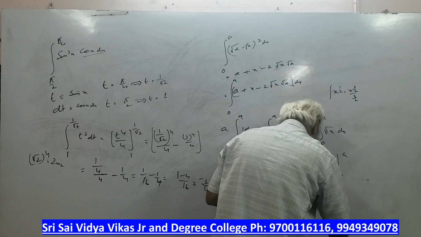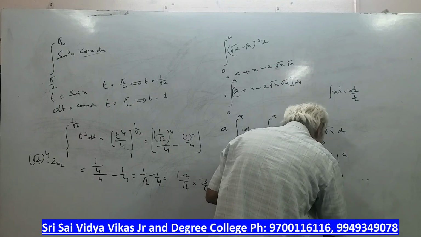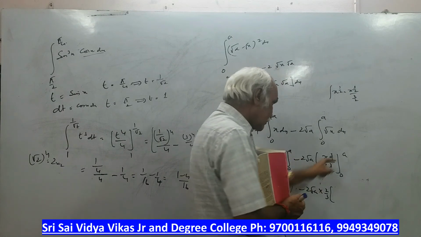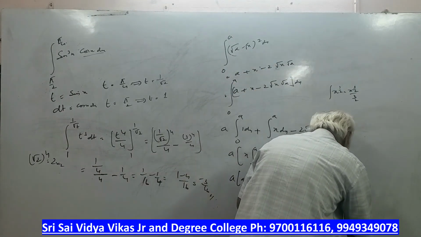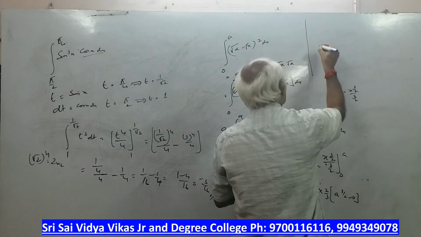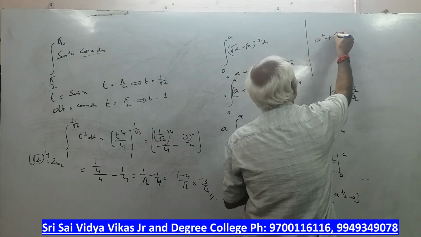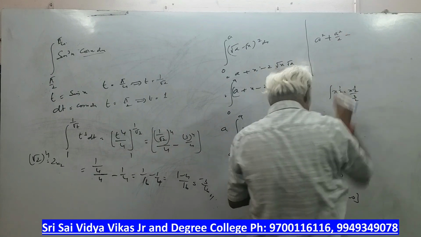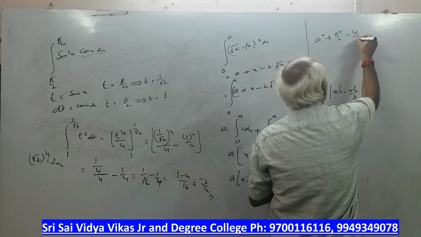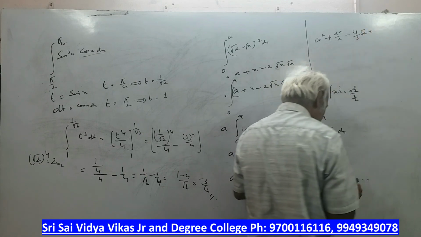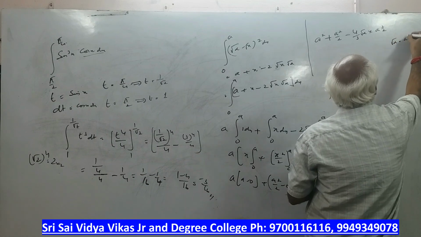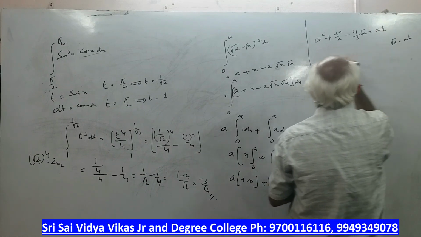root a. 3 by 2 will become 2 by 3. I am writing outside. Upper limit is what, sir? A power 3 by 2 minus 0. Now last simplification I am writing here. A square plus a square by 2. This will be 4 by 3 root a into a power 3 by 2. Now here root a means what, sir? A power 1 by 2. Here a power 3 by 2 is there.